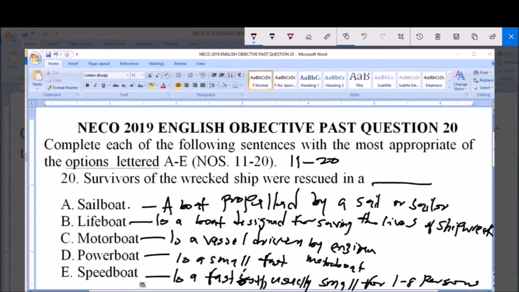So by this analysis, if the survivors of the wrecked ship were rescued in a dash, then of the series of boats we have mentioned, five types of boats, the only boat that points to saving or life saving is the lifeboat. So option B is correct. So we can now say that survivors of the wrecked ship were rescued in a lifeboat. So option B is correct.